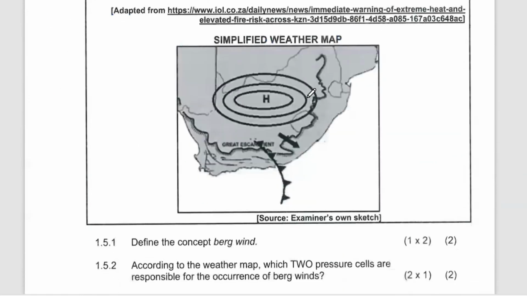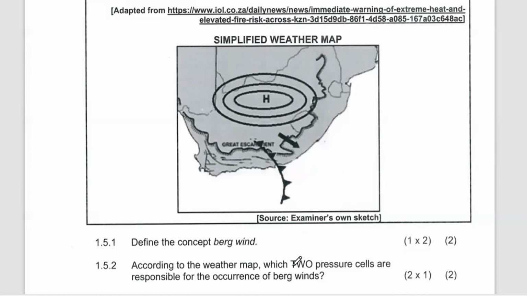Right, our map that we have here, we understand this is a cold front which simplifies the movement of the mid-latitude cyclone. And if we check over the interior, we have the high pressure cell, which is typical of the Kalahari high pressure cell. Right, let's analyze our questions. Define the concept Berg winds.